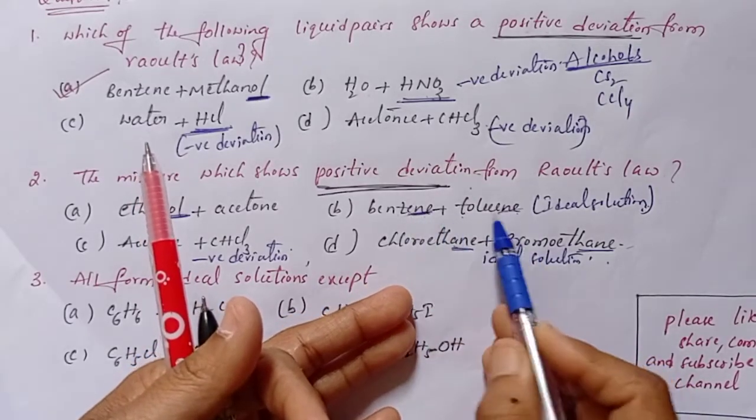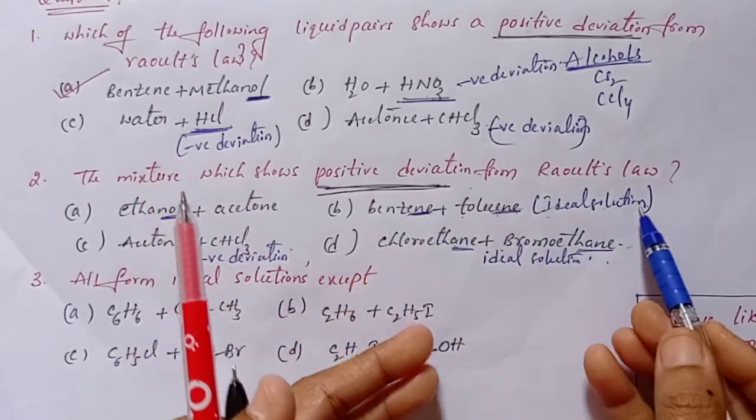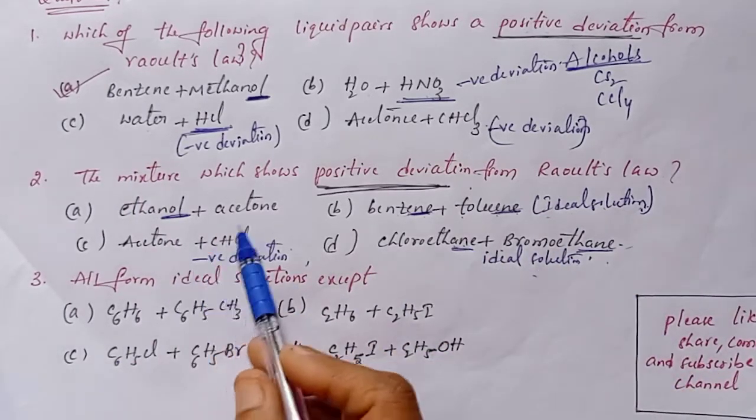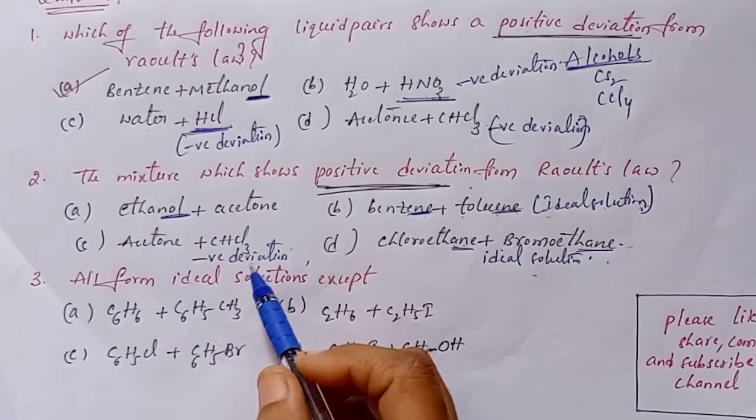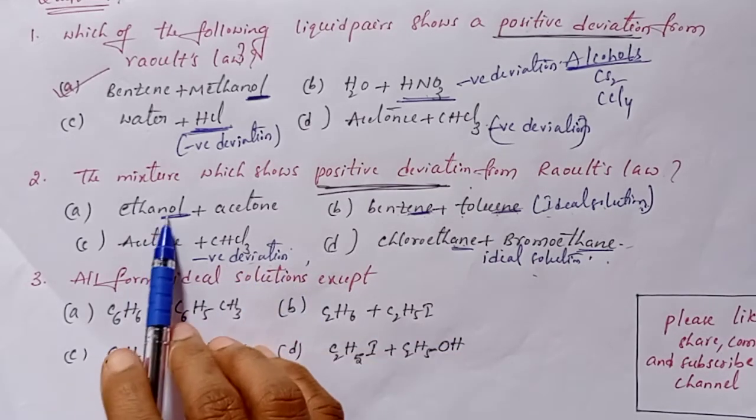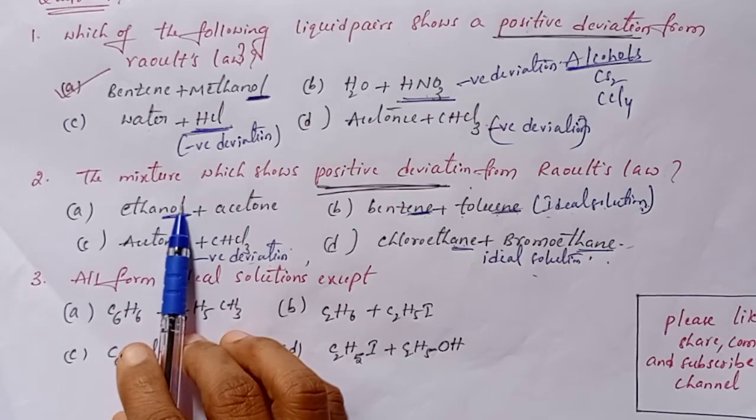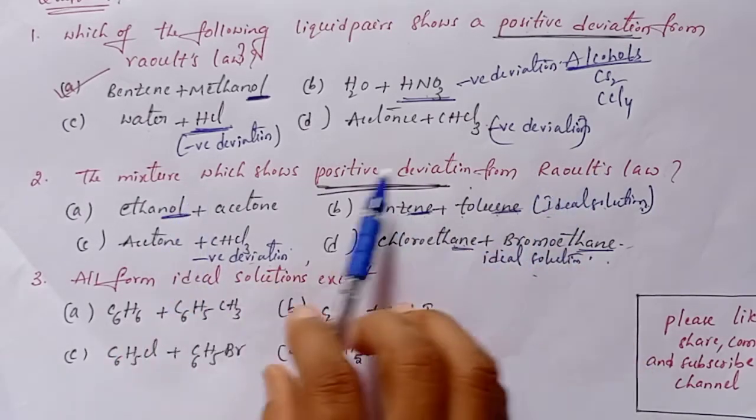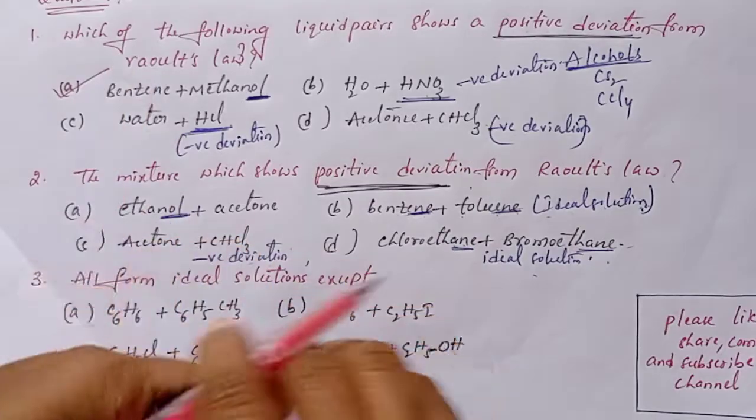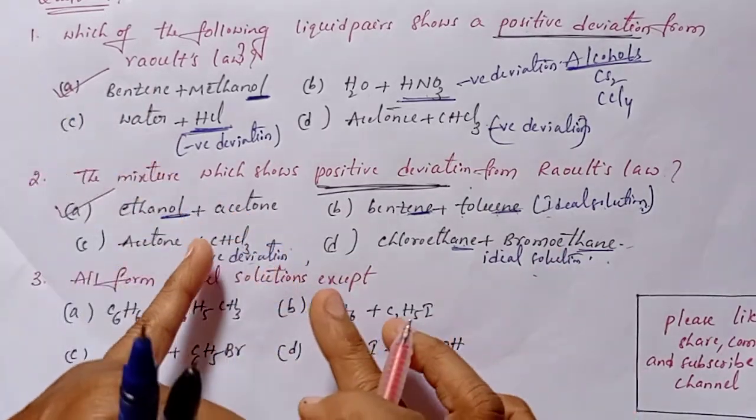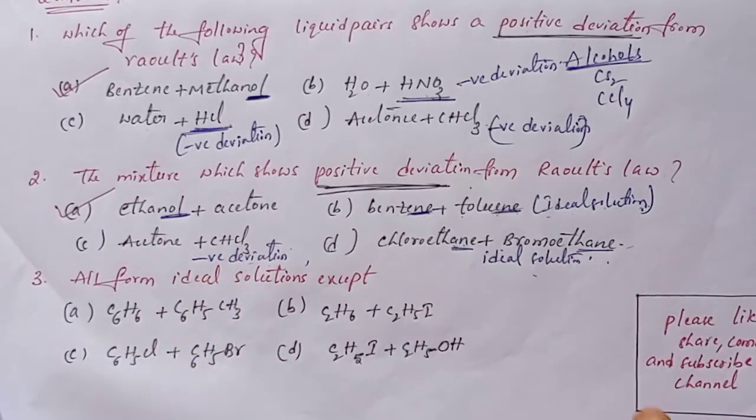Understood? So that's why this also belongs to an ideal solution. Acetone plus chloroform is the exceptional case, you have to practice it as negative deviation. And coming to ethanol plus acetone, here an alcoholic functional group is there, so that's why it belongs to positive deviation from Raoult's law. So the answer is ethanol plus acetone. Clear this one?